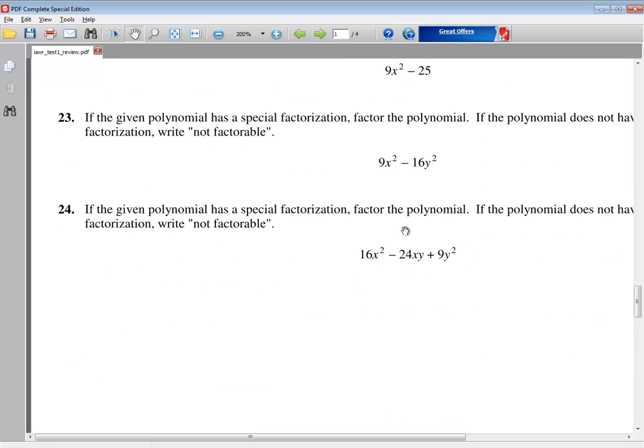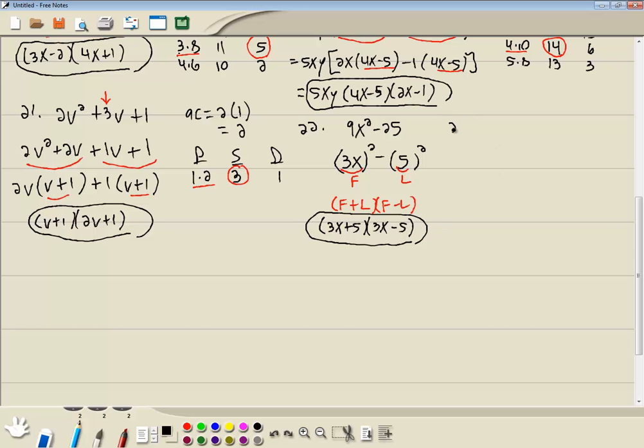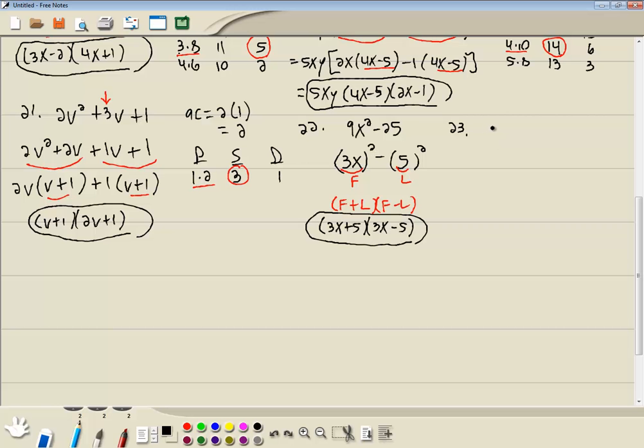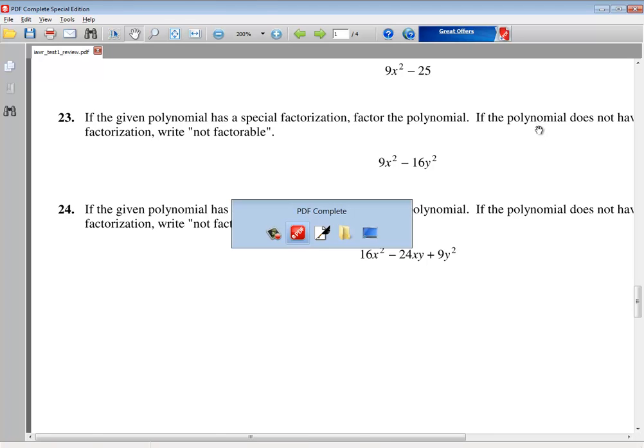Number 23. We got 9x squared minus 16y squared.